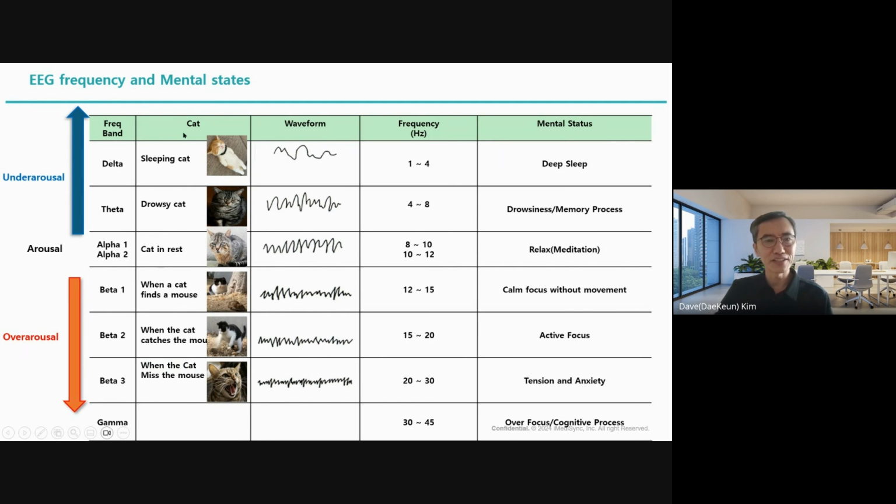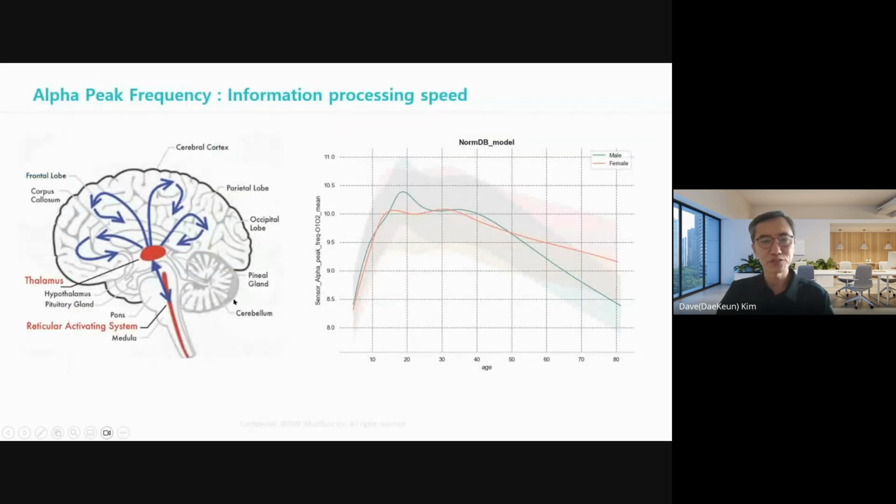And in the other direction is the delta theta activity. This is the underarousal and overarousal. With delta, theta and alpha activity, the blood perfusion is very low. Beta 1 is the optimum perfusion, and beta 3 is the highest perfusion. And in delta, during sleep, there is again a lot of perfusion. That's the EEG frequency and mental status in a very short way.